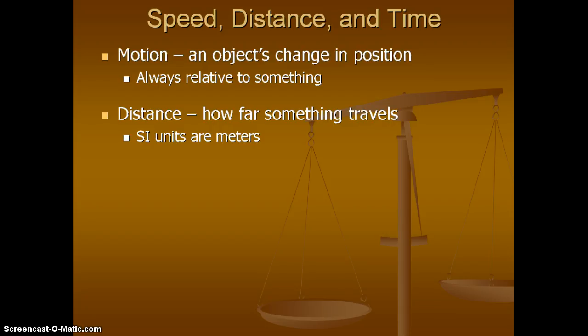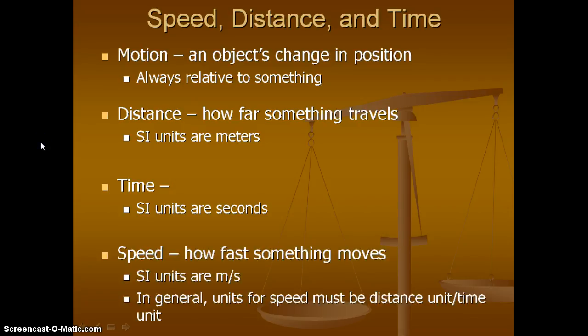Distance is defined as how far something travels. So in the SI system, remember the metric system, the units are meters. Time, SI units are seconds. You know, time is how long something takes. Speed is how fast something moves.